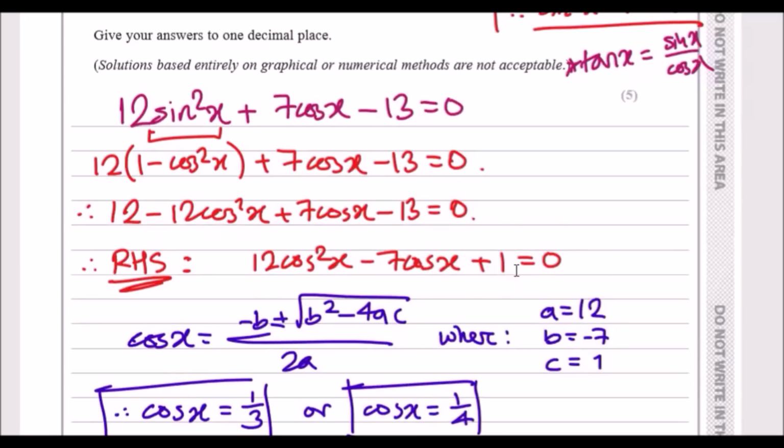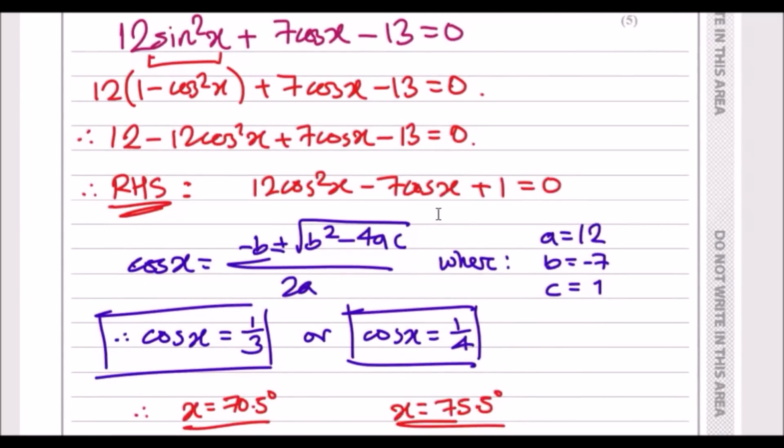To solve this one, you could factorize it or use the quadratic formula. I'm going to use the quadratic formula because it's easy. That is minus b plus or minus the square root of b squared minus 4ac, over 2a, where a is 12 from here, b is minus 7, and c is plus 1. Plug it in, and using the plus and then the minus in your calculator, you should get 2 solutions, a third and a quarter.